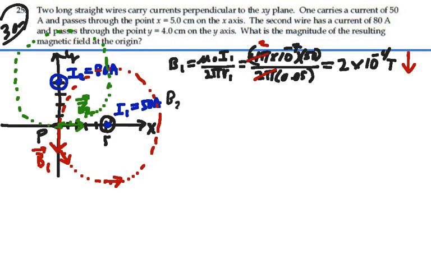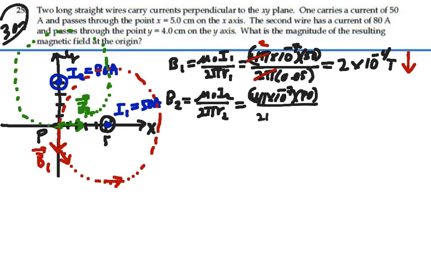Alright, our second magnetic field is mu naught I2 over 2 pi R2, and that's equal to 4 pi times 10 to the minus 7 times 80 amps over 2 pi times 4 centimeters, 0.04, and that is equal to 4 times 10 to the minus 4 Tesla, and as we indicate, that is going in the positive x direction. So these two magnetic fields are in perpendicular directions to one another.